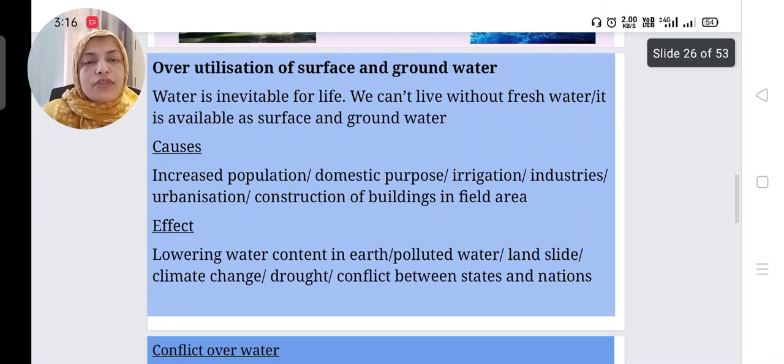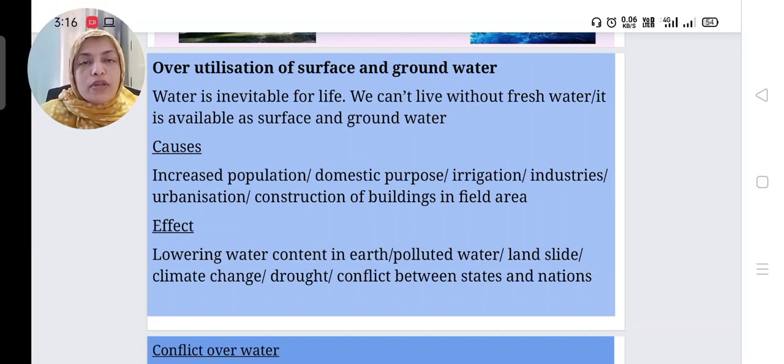What are the effects of overutilization of surface and groundwater? Lowering water content in earth. Water becomes polluted. Landslide, climate change, drought, conflict between state and nation. We know most of the environmental economists are saying that if a third world war comes, it will be only due to water. So every state and most countries are conscious of the use of water.